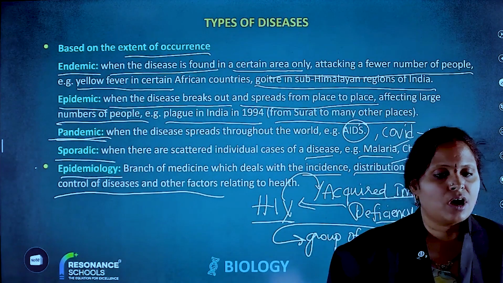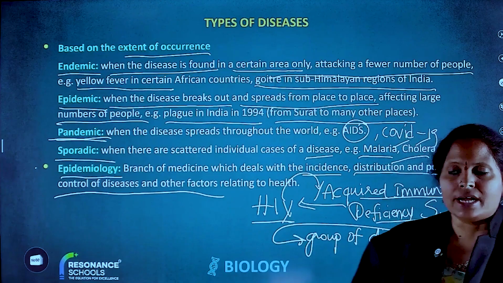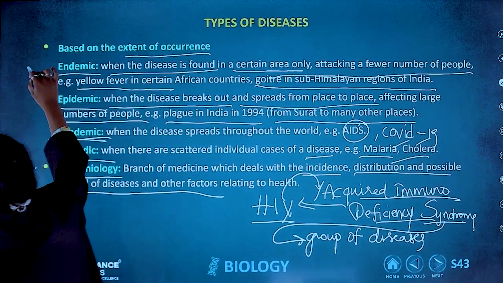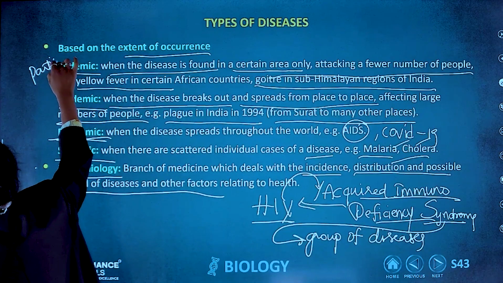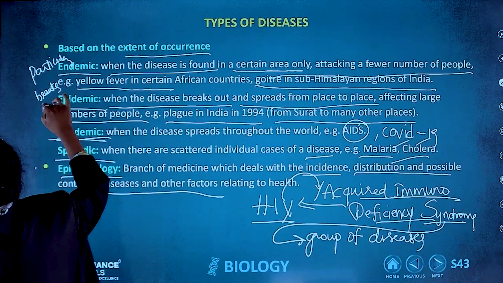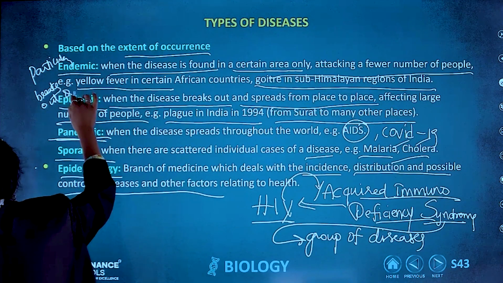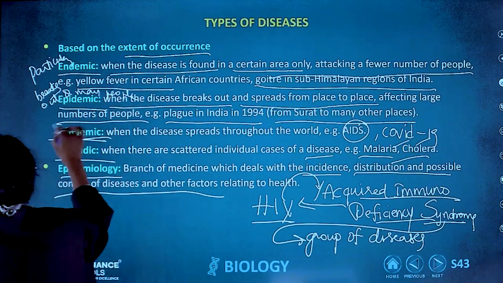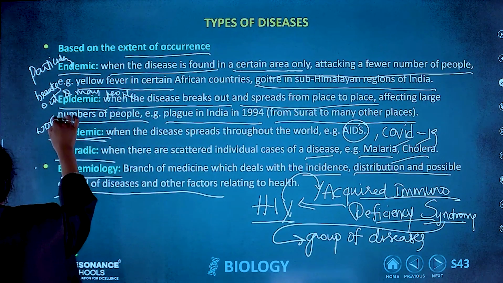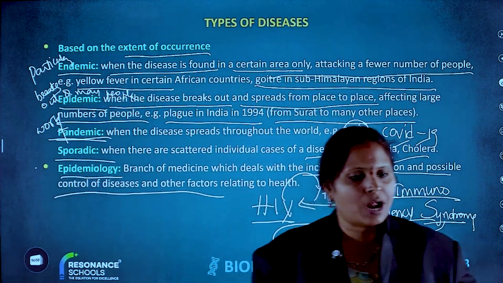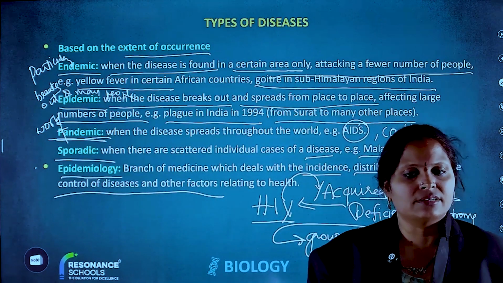So, these are the patterns and extent of occurrence. Endemic is confined to a particular area where it breaks out. Epidemic means it breaks out and spreads to many people. And pandemic means throughout the entire world. That is called pandemic. And sporadic is just scattered.